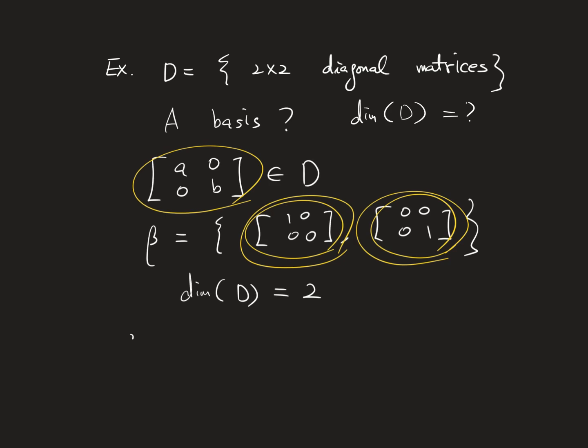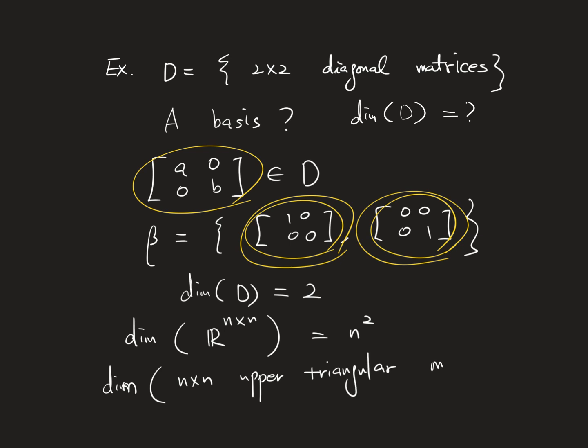In general, the dimension of n by n matrices will be n squared, and the dimension of n by n upper triangular matrices will be 1 plus 2 plus and so on up to n, and it'll be n times n plus 1 divided by 2.